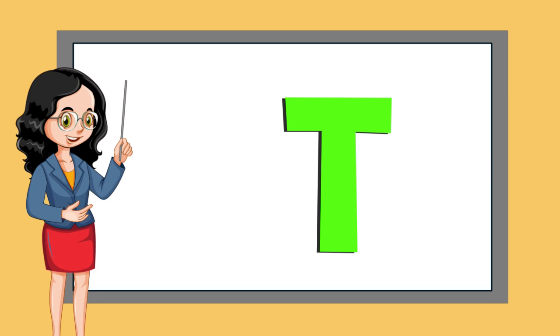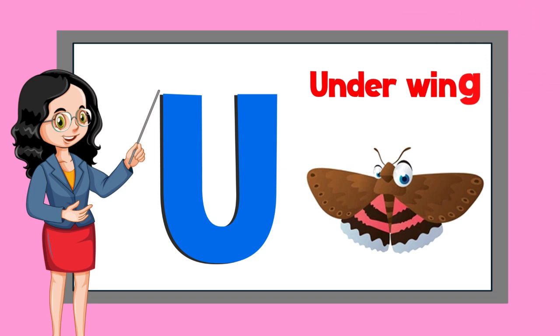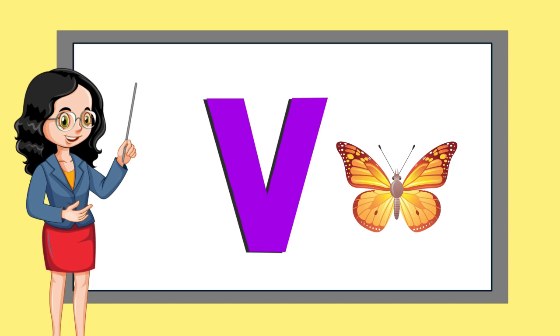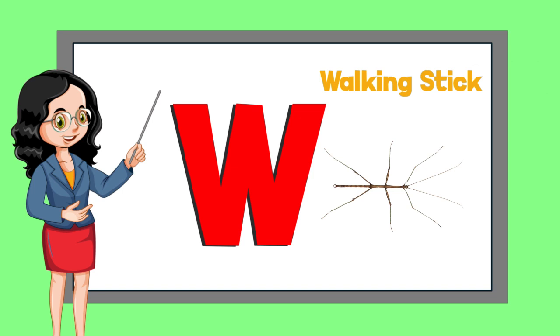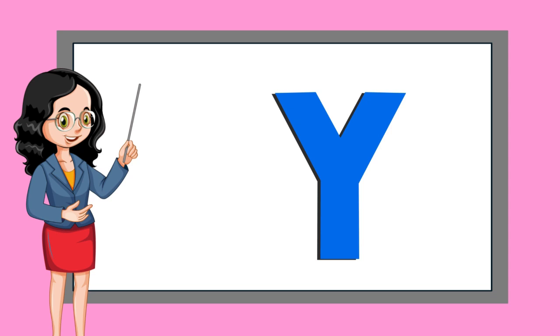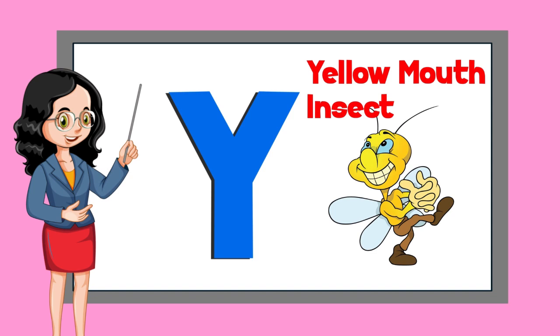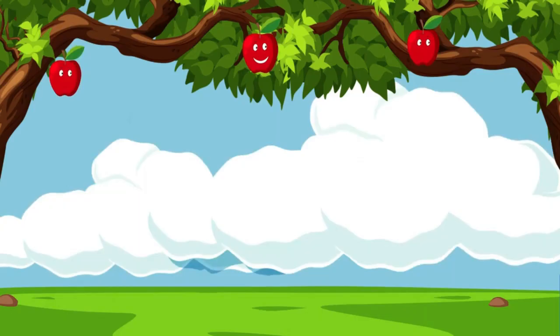T, termite. U, underwing. V, viceroy butterfly. W, walking stick. X, Xerxes blue butterfly. Y, yellow jacket. Z, zebra butterfly.